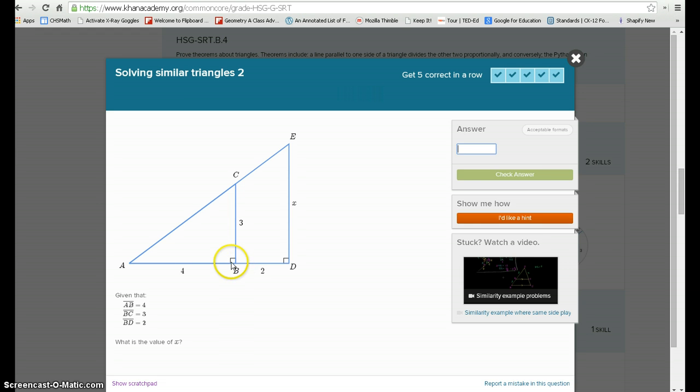So the idea is that if you have two triangles and they have two angles that are the same, then they have to be similar triangles. So if I look at this triangle ABC, it has a right angle at B. It's marked there, right? And then we have this angle CAB. When I look at the bigger triangle EAD, I notice that D is also a right angle. So now we have two angles, angle B and angle D, that are right angles. And I notice that it shares the same angle here, angle A. It's the same exact angle in both triangles, right?